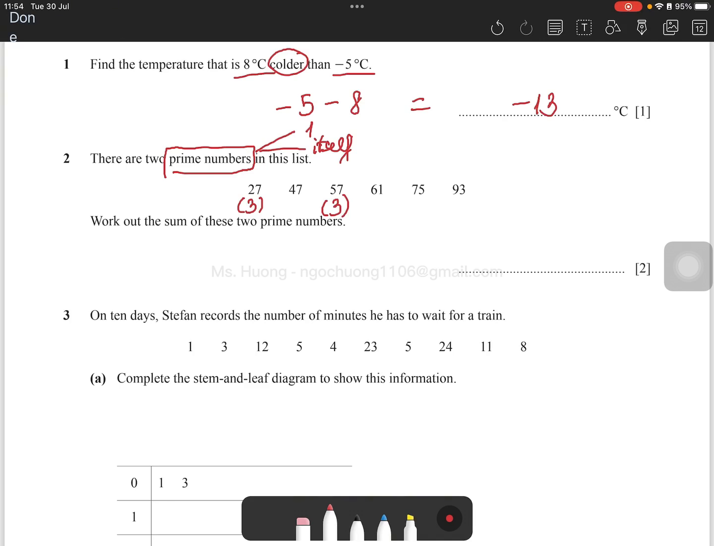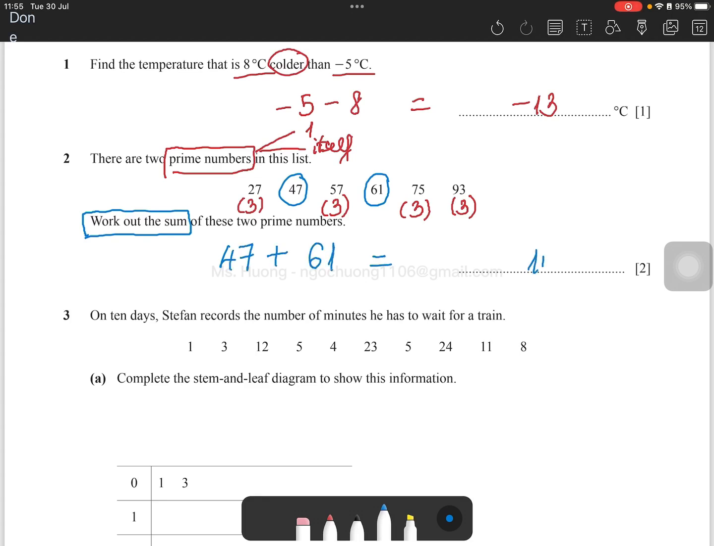75 is divisible by 3, 5, 25, and so on. 93 is also divisible by 3 or 31. So in this case, only 47 and 61 have two factors, 1 and itself. So we need to work out the sum of these two prime numbers. 47 plus 61 equals 108. So this is the final answer.